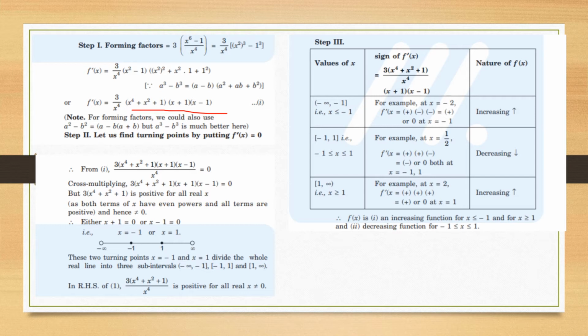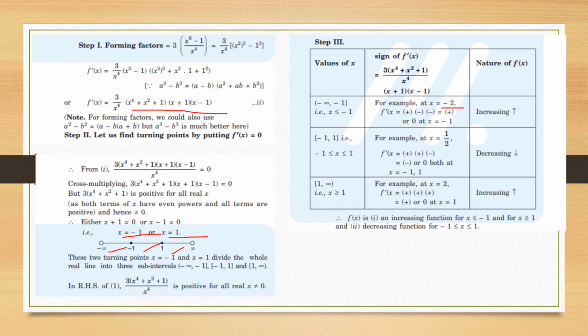Then I can go for making the intervals. I'll find the critical points first. My critical points are coming out to be -1 and 1, so two critical points. I'll divide it into 3 intervals: -infinity to -1, -1 to 1, and 1 to infinity. Now I'll check my derivative at these points. Take a point here, say you can start with -2.